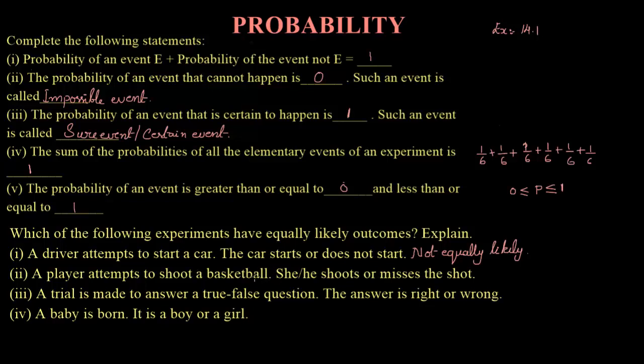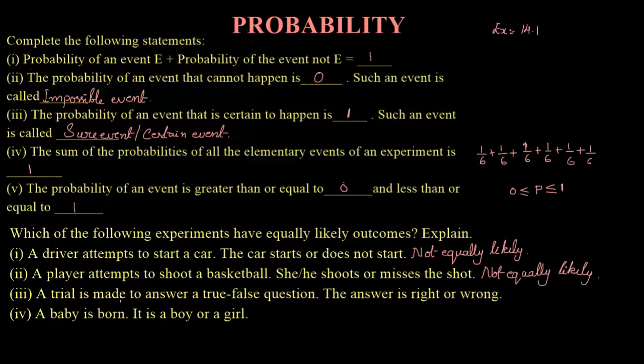Because maybe the good player can put the ball in, the probability of that will be 90%, 80%, and for the weak player maybe it is 20-30%. So it is not equal. So because of that, it is also not equally likely.